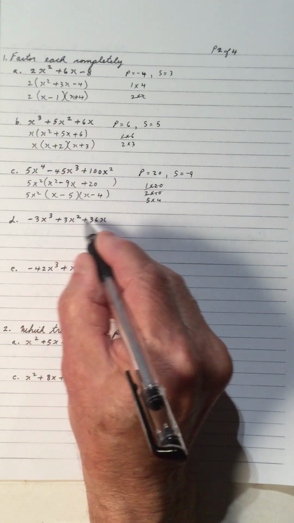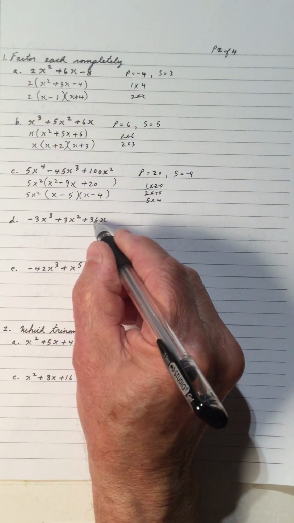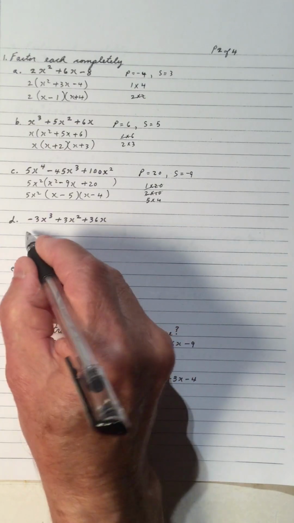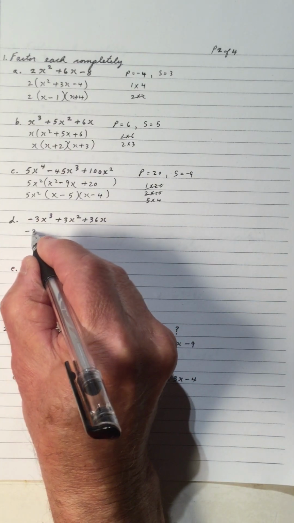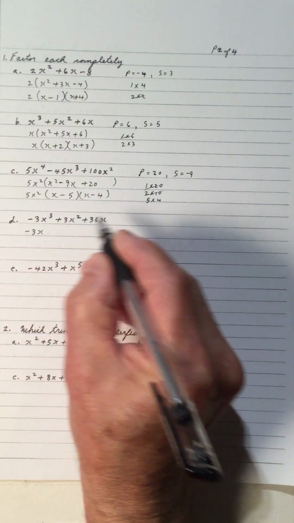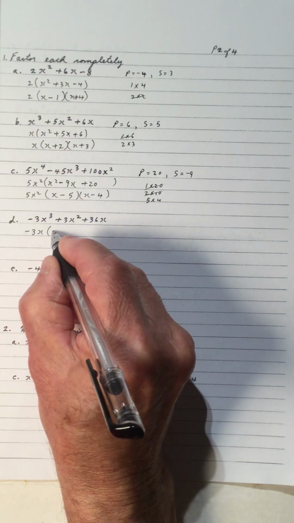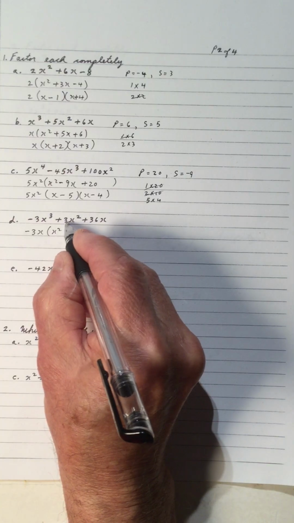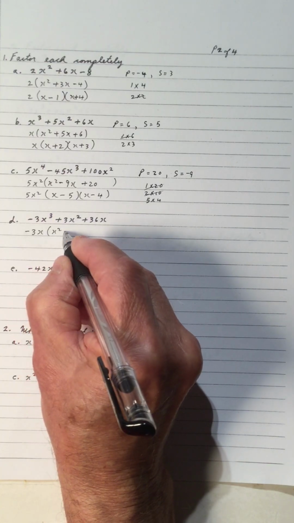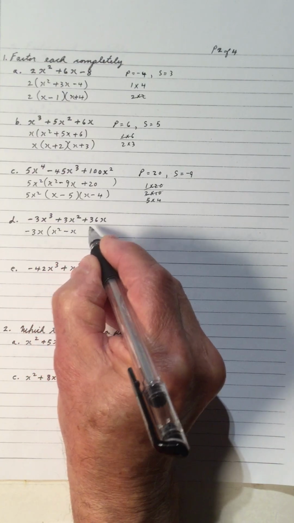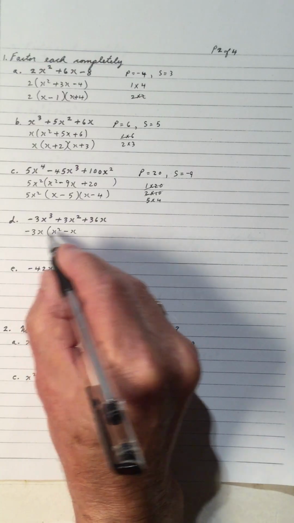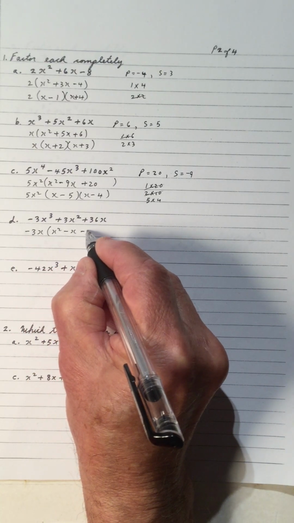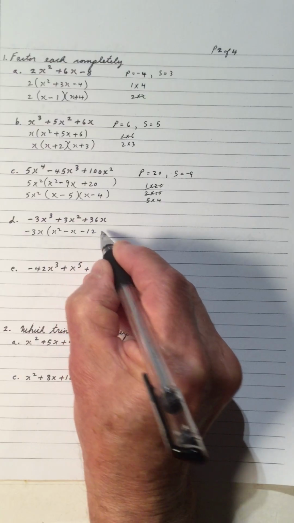So we move on. 3 is a factor of 3 and 36, yep, and we have an x. So we have to take the negative out, negative 3x. That gives us x squared. 3x squared divided by negative 3x is negative x. And 36 divided by negative 3x is negative 12.